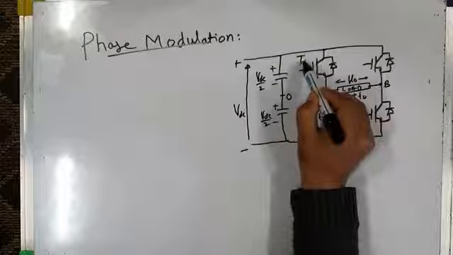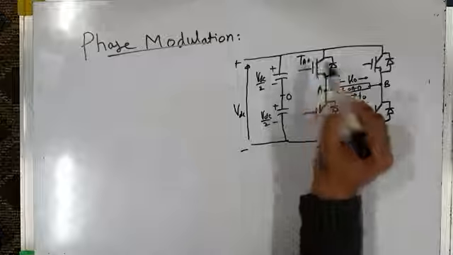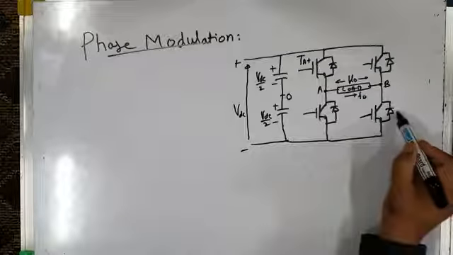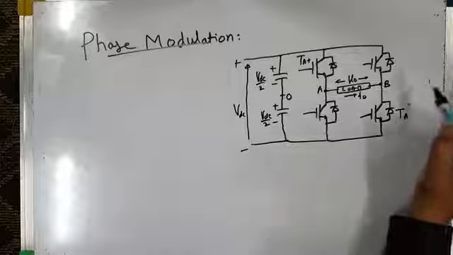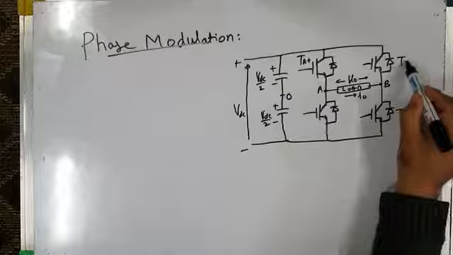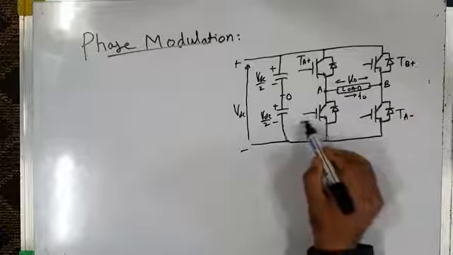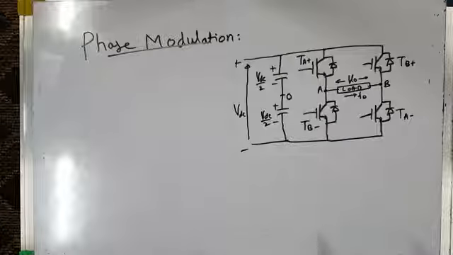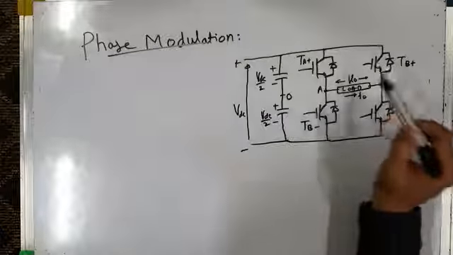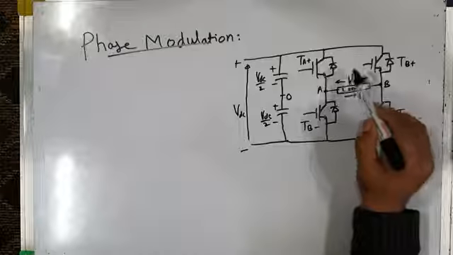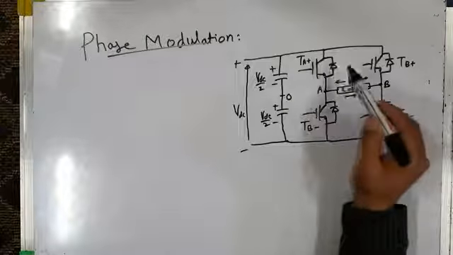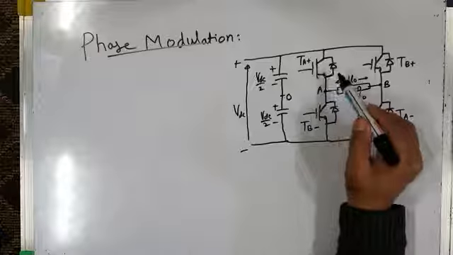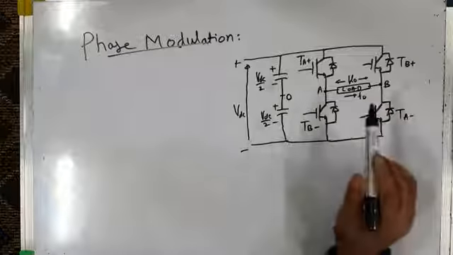Let me call this switch TA plus. This switch I will call TA minus. This switch I will call TB plus, and this switch I will call TB minus. This voltage source inverter, as you know, is composed of 4 two-quadrant switches which have bidirectional current carrying capability and unipolar voltage blocking capability.